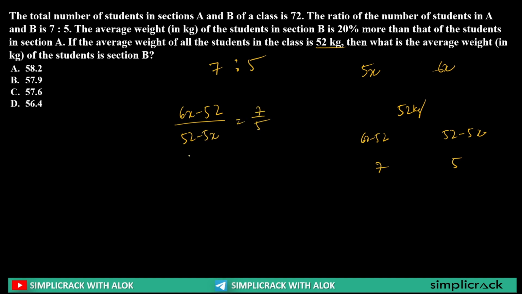Alligation method, right? If I cross multiply, it will be 30x minus 5 into 52 is equal to 7 into 52 minus 35x. Now 35x will come to this side, so 65x is equal to 12 into 52. Okay, so this whole thing will not cancel each other out. Not an issue.